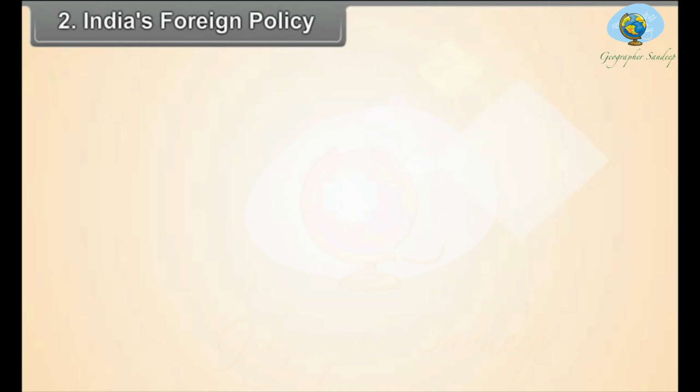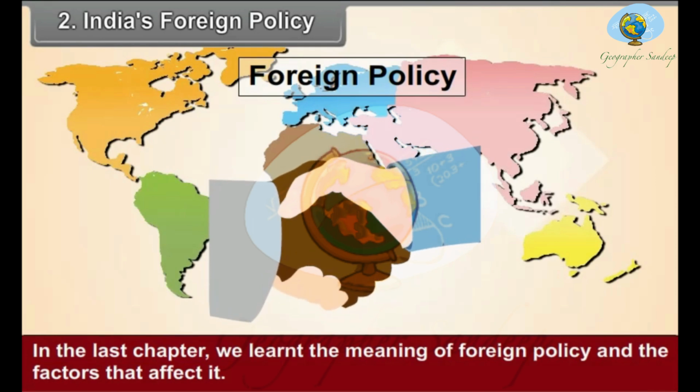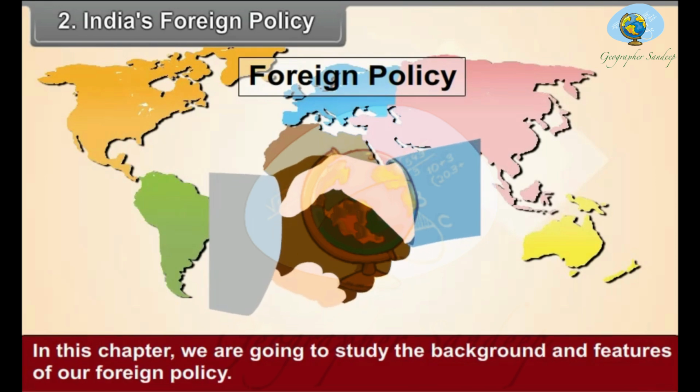Chapter 2, India's Foreign Policy. In the last chapter, we learnt the meaning of foreign policy and the factors that affect it. In this chapter, we are going to study the background and features of our foreign policy.